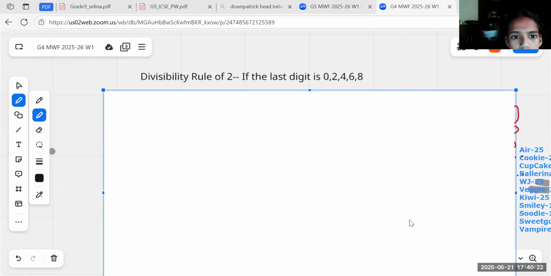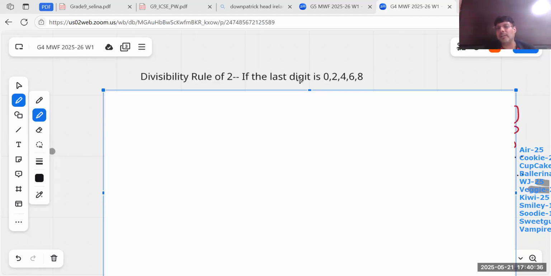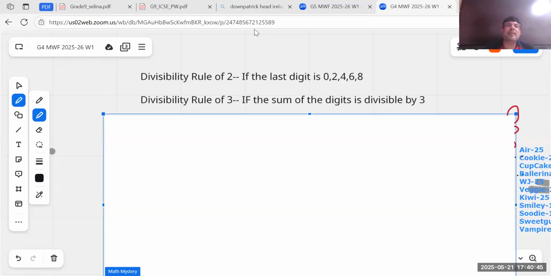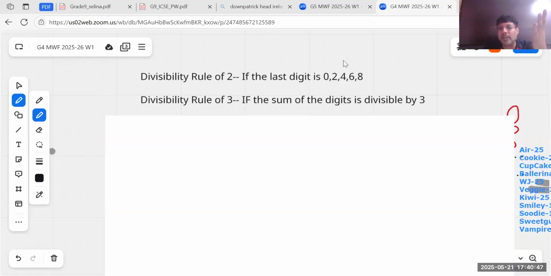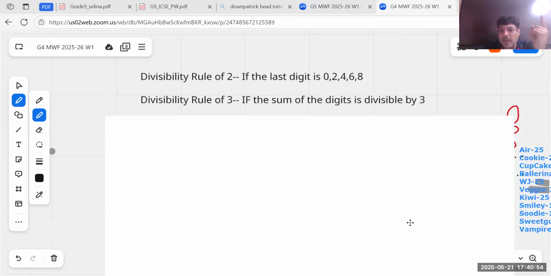Divisibility rule of 3. WJ, divisibility rule of 3. Sir, if the last digit. No, wrong. The rule is, if the sum of the digits is divisible by 3. Guys, how many times should I tell you, for 3 you have to do the sum of the digits. So those who got it wrong, speak 5 times: if the sum of the digits is divisible by 3.